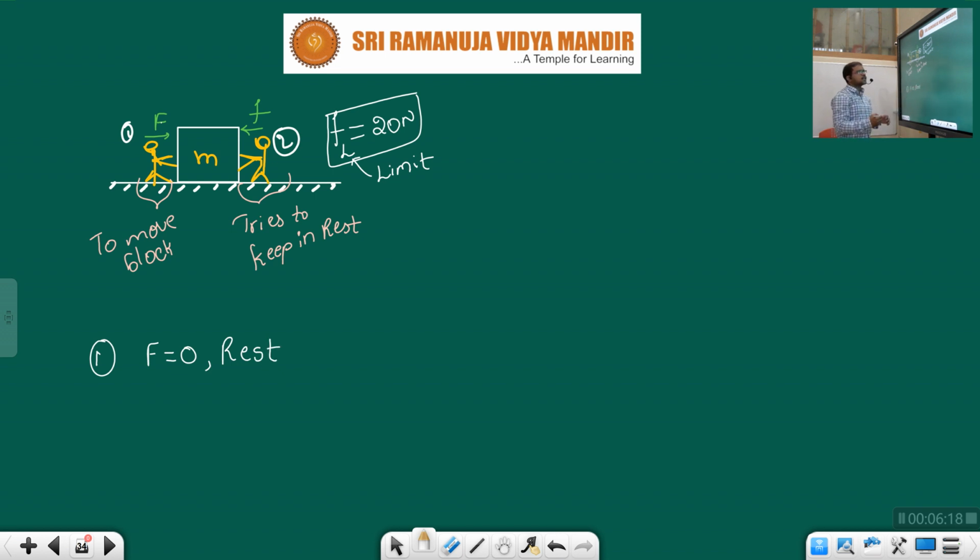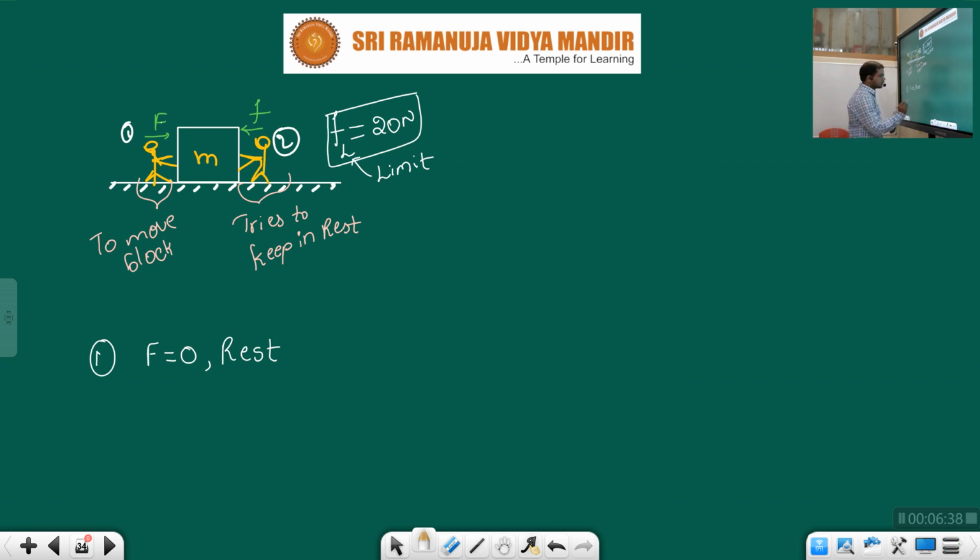Okay, what is the aim of that second person? He wants to keep it in rest condition. Second person wants to keep the block in rest condition. Now, the first person is not applying any force, children. So, in order to make it rest, that second person also won't apply any force, no, children.